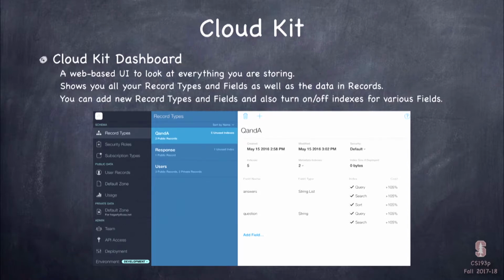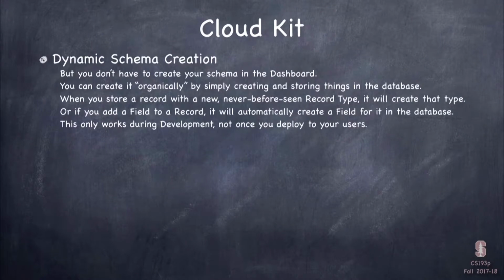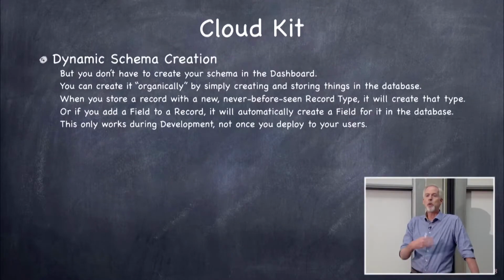So this dashboard is how you work on your schema. It's not quite like the Core Data schema editor, because in CloudKit, different from Core Data, it builds the schema as you go. If you say, create an object of this name, it'll just go create it on the fly. You don't have to pre-build your schema like you do in Core Data. That's what this is talking about, dynamic schema creation. And this only works during development.